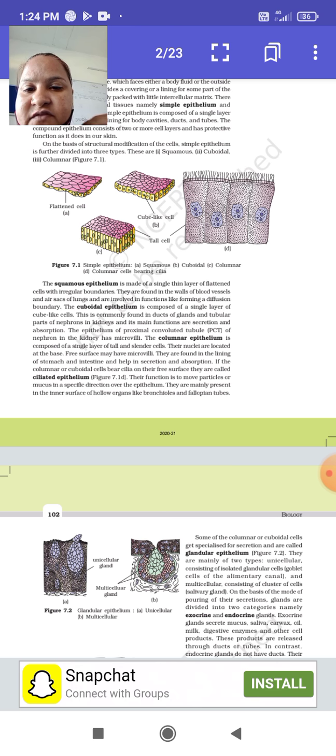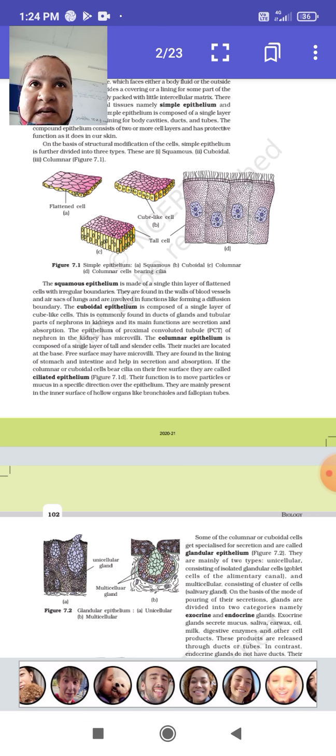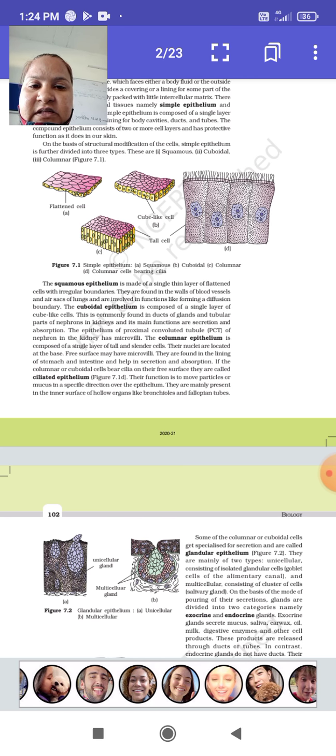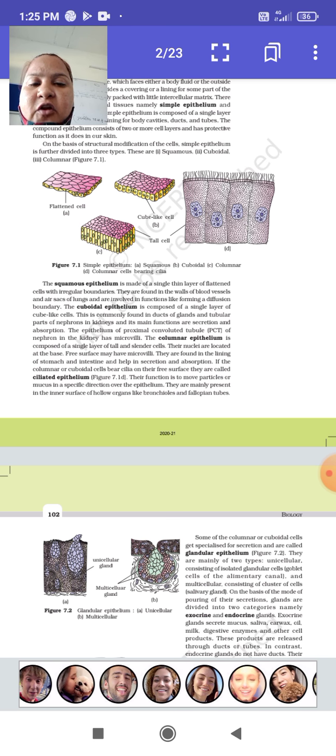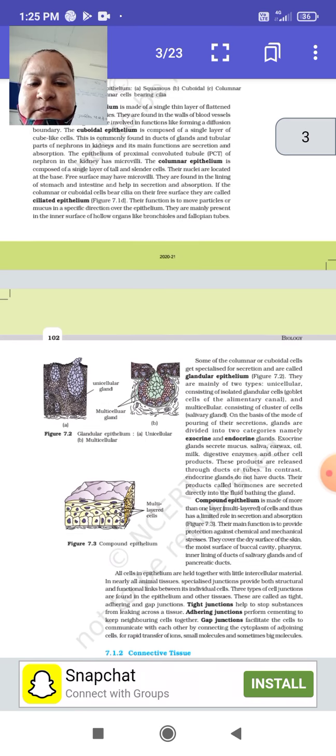Now what is the function of ciliated epithelium? They help in movement of particles in a specific direction over the epithelium. They are mainly present in hollow organs like bronchioles. Where are bronchioles present? Bronchioles are present in the lungs, and ciliated epithelium is also found in fallopian tubes. Students, about fallopian tubes we will study later in the chapter.